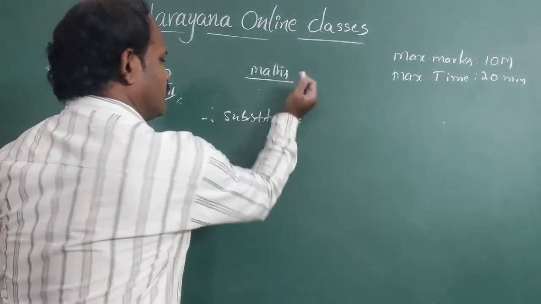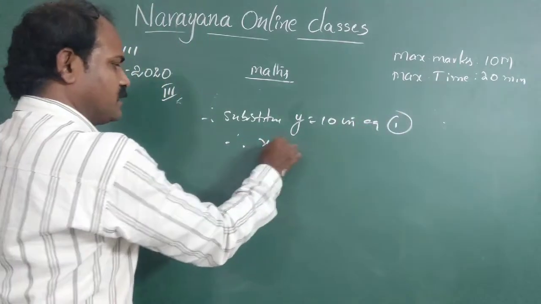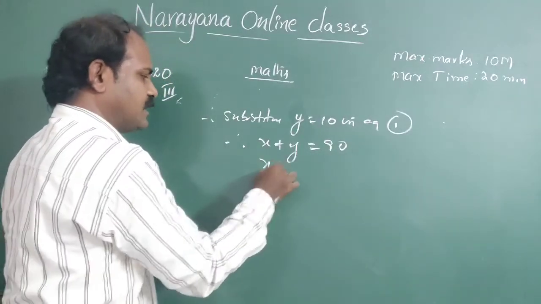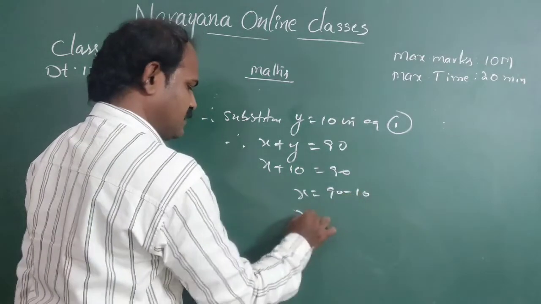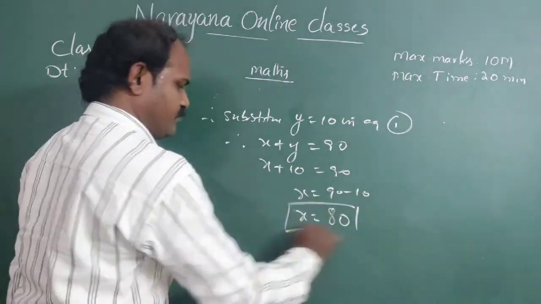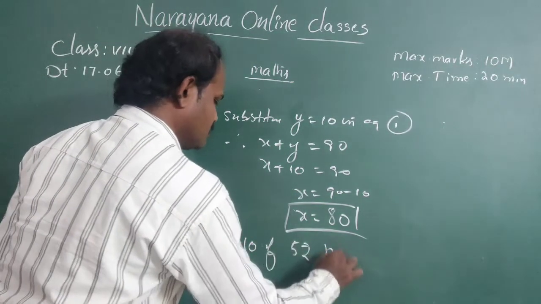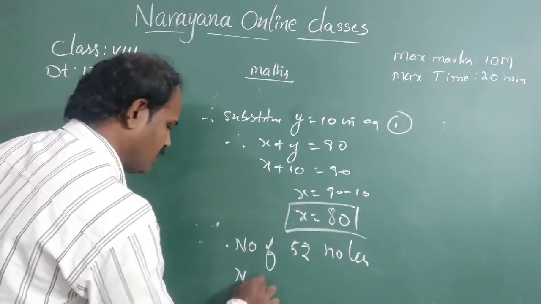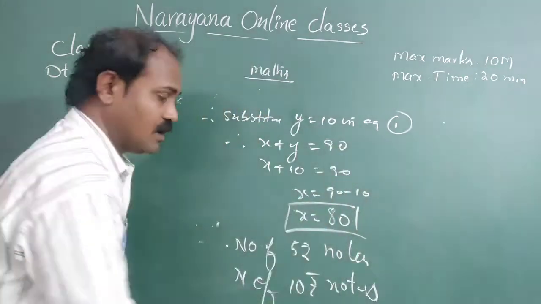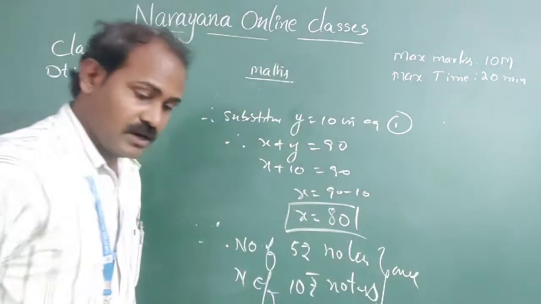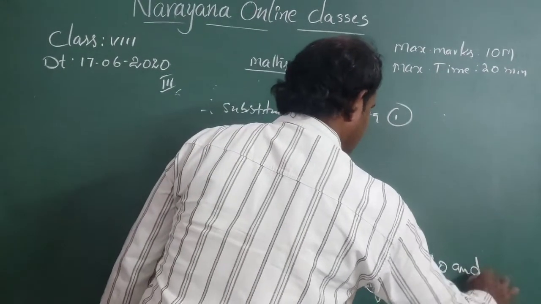Substitute y is equal to 10 in equation 1. Therefore, x plus y is equal to 90. So, x plus 10 is equal to 90. x is equal to 90 minus 10. Therefore, x is equal to 80. Therefore, the number of 5 rupee notes and the number of 10 rupee notes are 80 and 10.